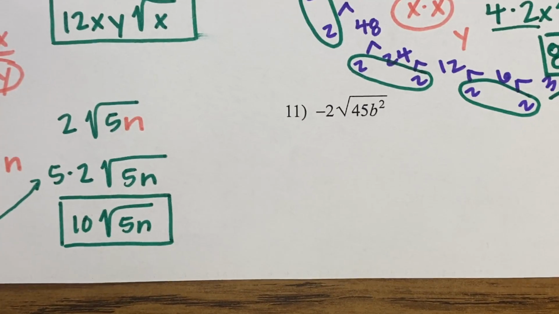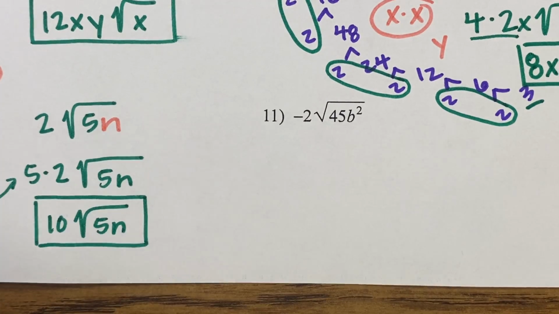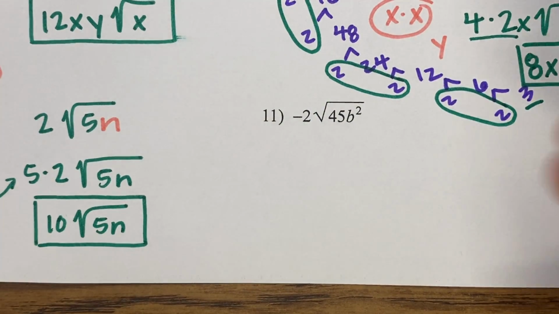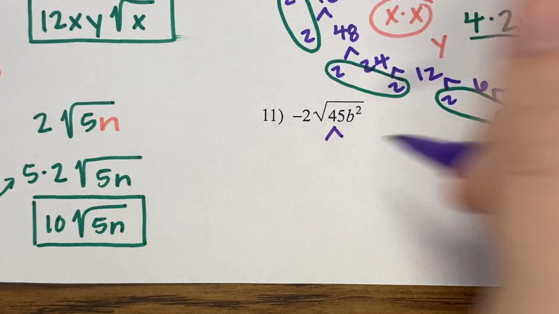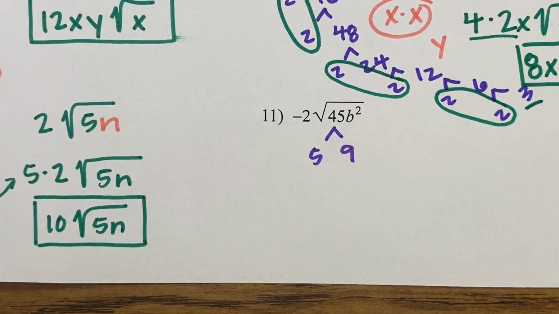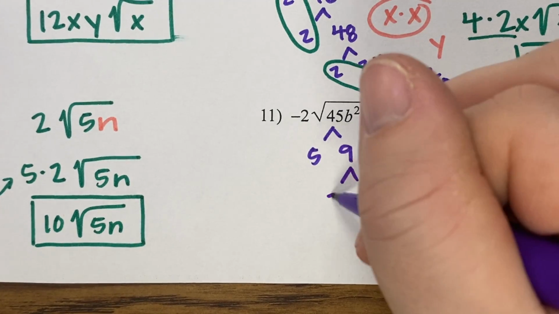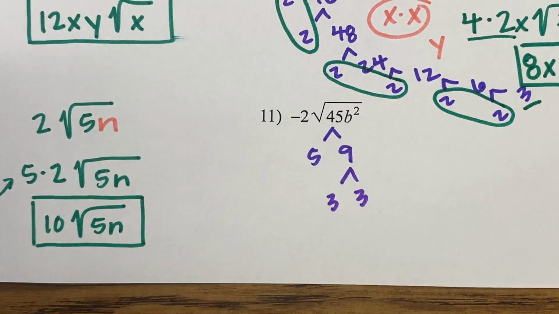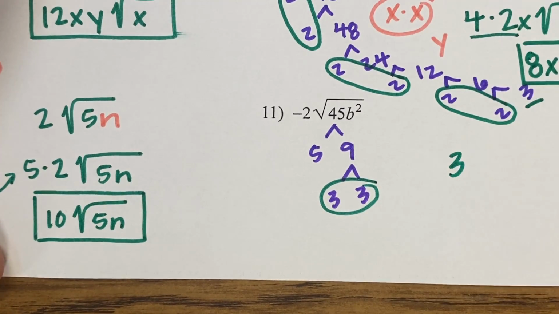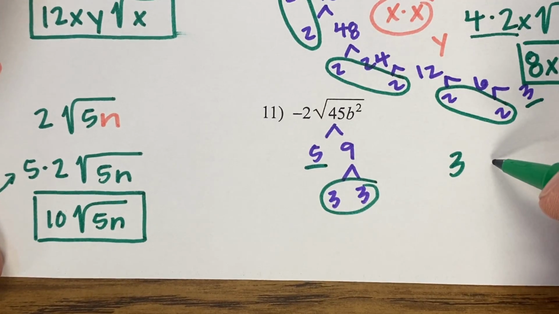Okay, let's do that one more time. Last example. Okay, we're going to ignore the negative 2. He just comes at the very end. Let's go ahead and break down 45. So I can divide 45 by 5. This will give me 5 times 9. Okay, we love 9 because it gives me an automatic 3 times 3. So I know my 3's can pair up and leave. My 5 had to stay inside.